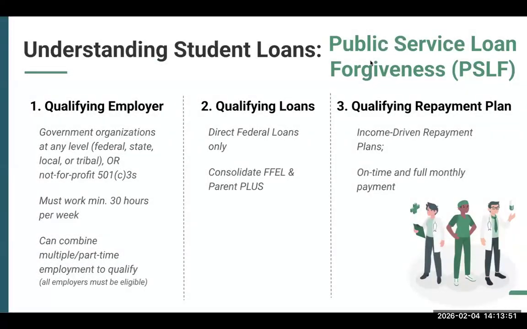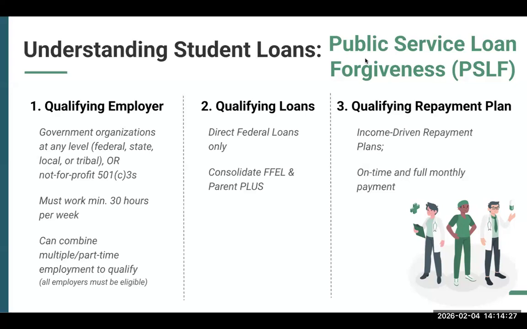Getting into public service loan forgiveness. So you need three main requirements. One, qualifying employer. That's going to be government organizations at any level, federal, state, local, or tribal, or nonprofit 501(c)(3)s. They do define full time as 30 hours a week, at least 30 hours a week. So as long as you're hitting that hourly number, you will be considered full time.